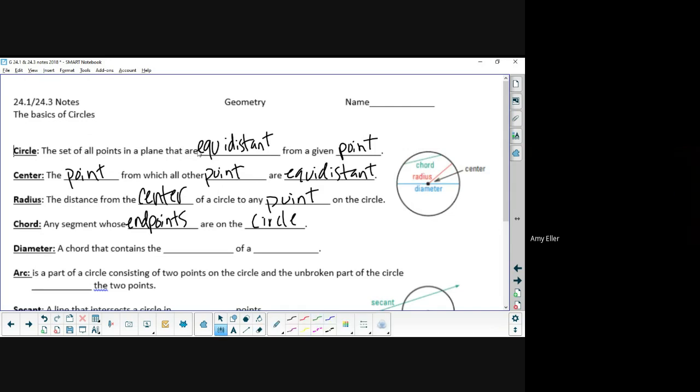A diameter is a chord. It's a special kind of chord. It's a chord that contains the center of the circle. So if your chord, here's our other chord, did not contain the center. But if our chord does contain the center, it is called a diameter.